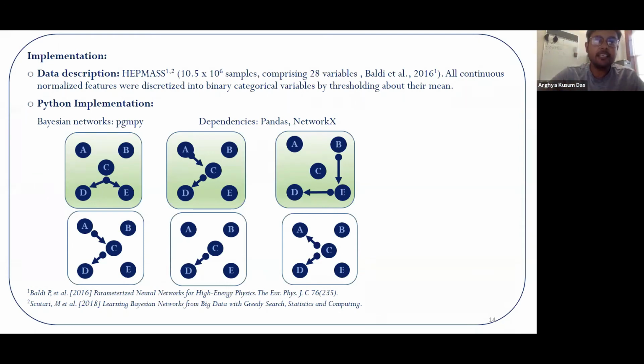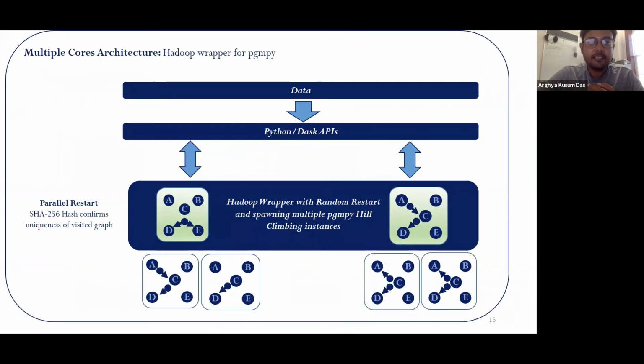For that, initially we have used the PGMPy library, which has some dependencies on pandas and NetworkX. And here we have just analyzed the performance of the hill climbing algorithm offered by PGMPy. We have modified it a little bit and then tested the performance. So, Radha, can you go to the next slide, please?